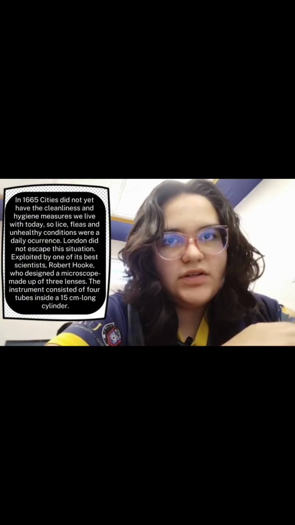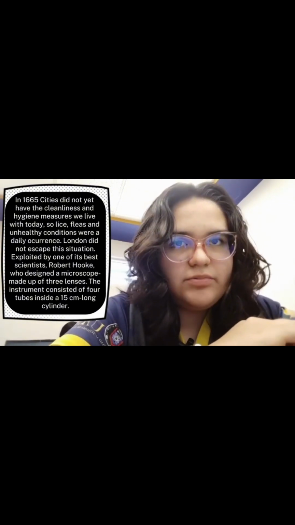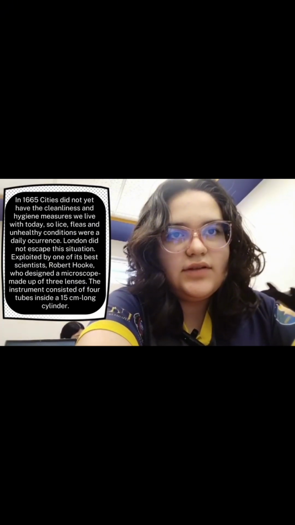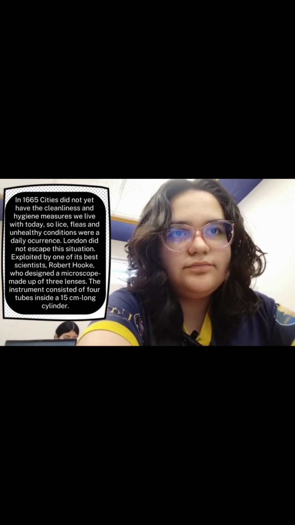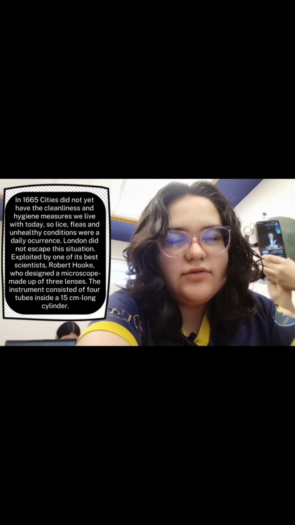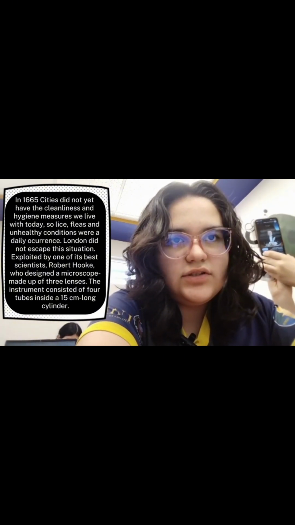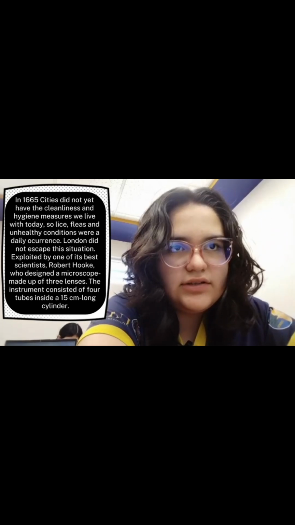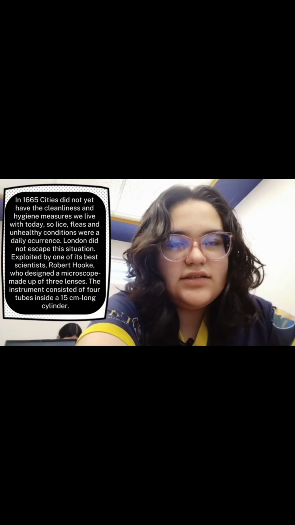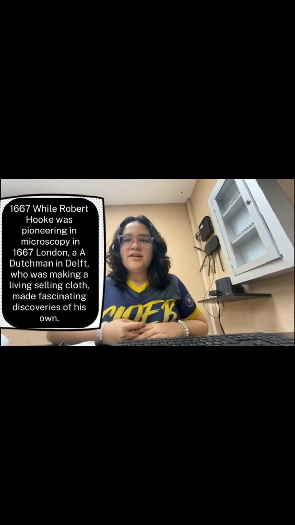London did not escape this situation, but it was exploited by one of its best scientists, Robert Hooke, who designed a microscope made of two lenses. The instrument consisted of four tubes inside a 15 centimeter tube. Robert Hooke was a pioneer in microscopy.